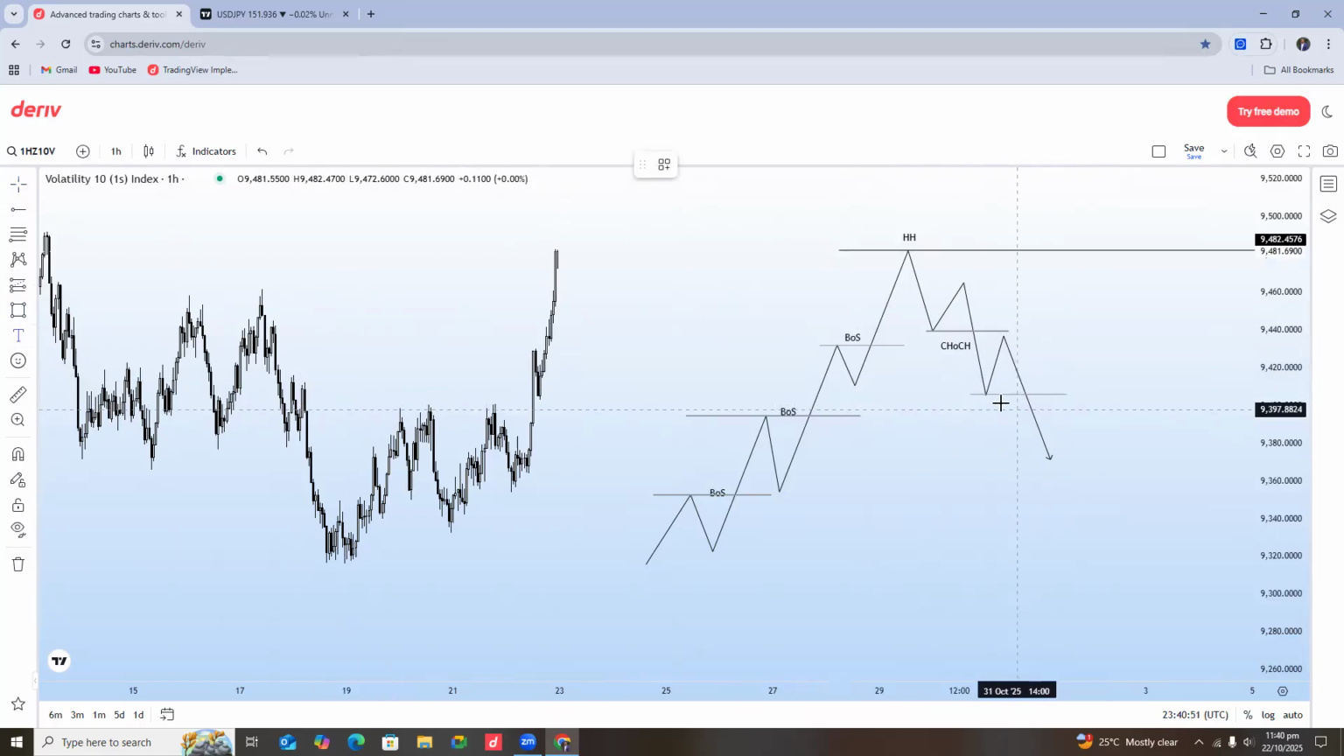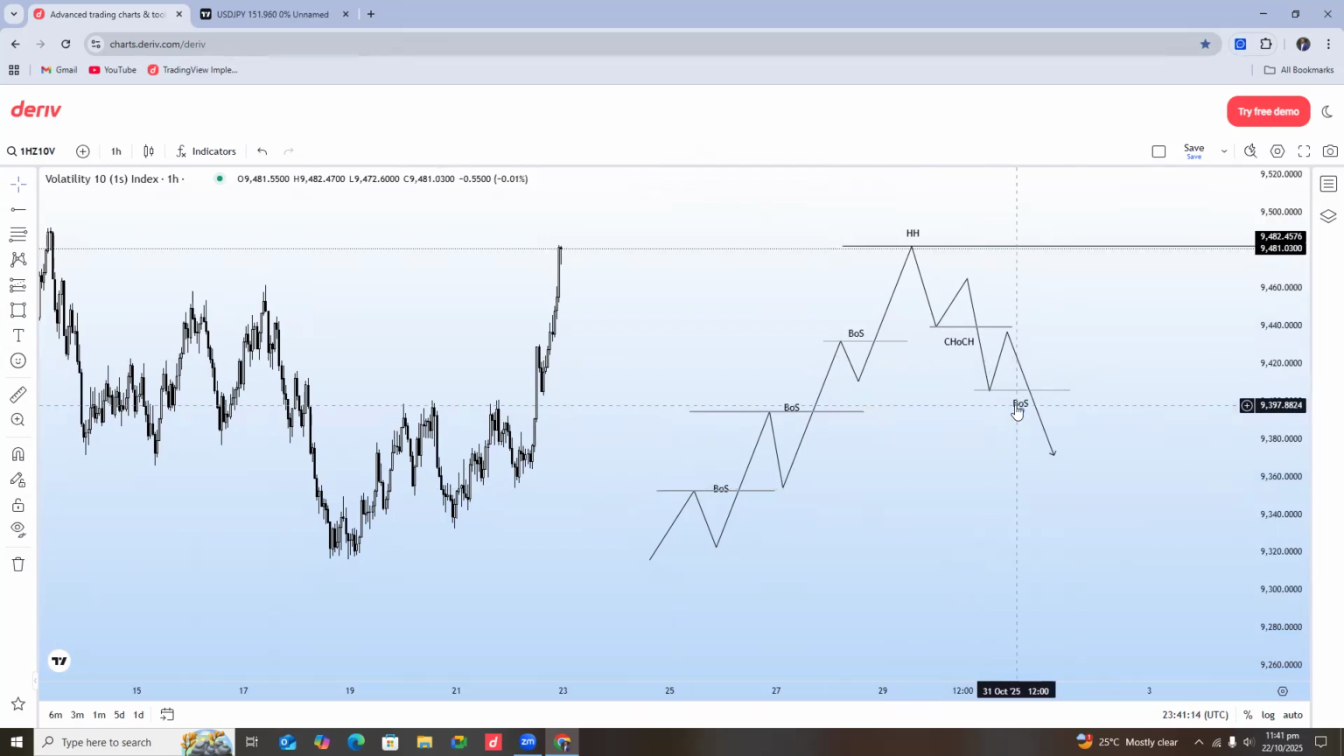What do you think it will be? Answer it for yourself. Do you think it will be a change of character or a break of structure? Because the market has changed character and then it has started forming new lows, it means that it has shifted direction and now it is going down. So this is a break of a lower low. So this is also a break of structure. So what we have here is a break of structure. So it will continue to do that. That is what the market does.